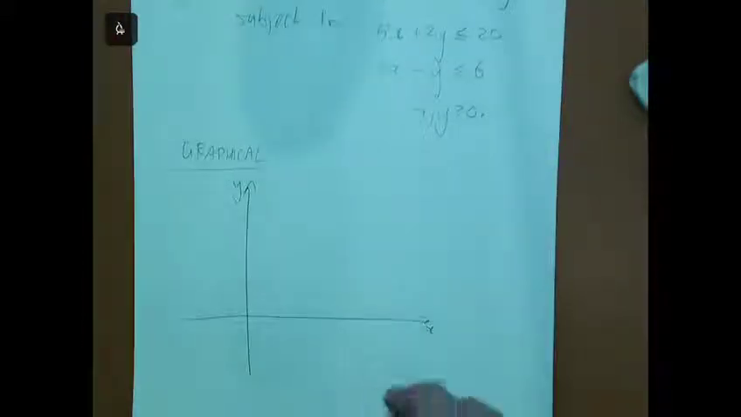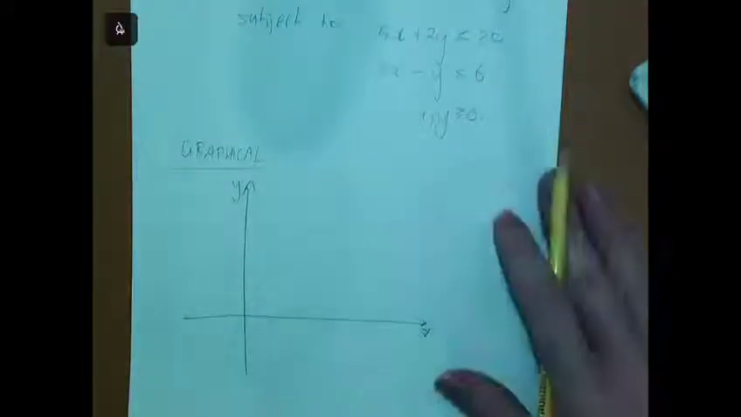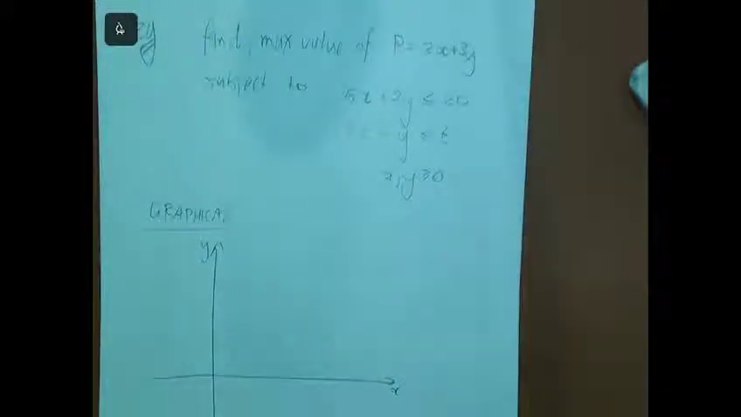So x equals 0 is the y-axis, because all those points line up with 0 on the x-axis. Y equals 0 is all the points that line up with 0 on the y-axis, which is the x-axis. 5x plus 2y is less than or equal to 20 is a line, and I can draw it by drawing in its x-intercept and its y-intercept. So when x is 0, the y-intercept is 2y equals 20, so y equals 10.